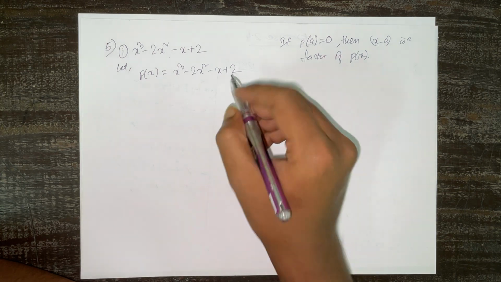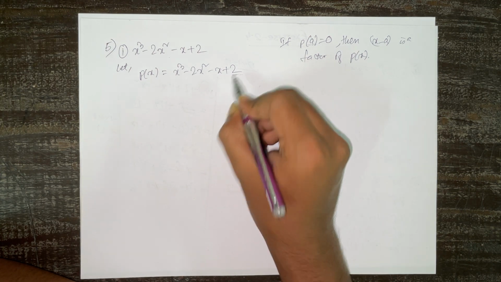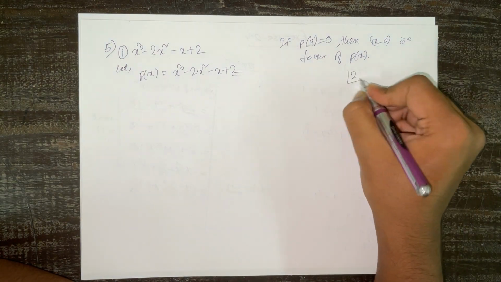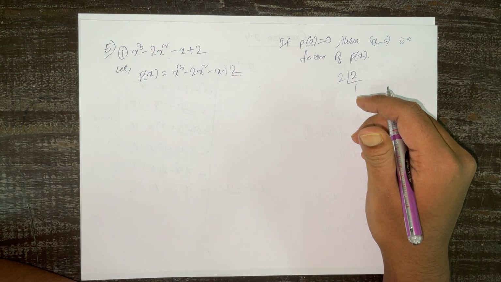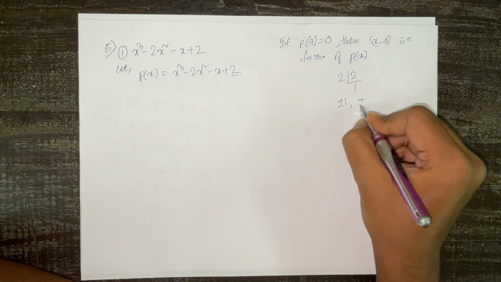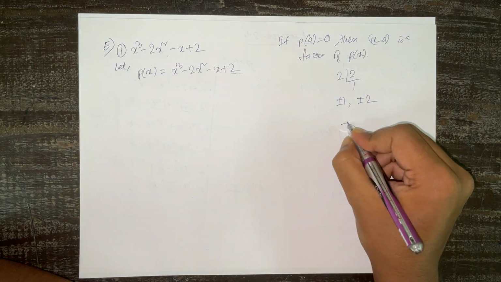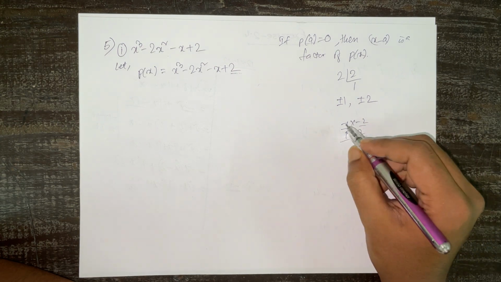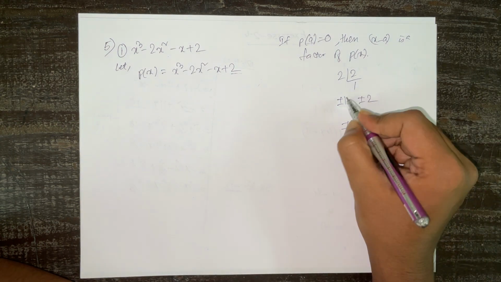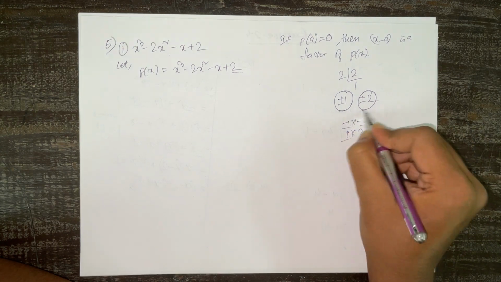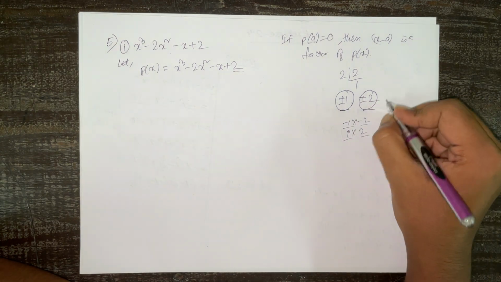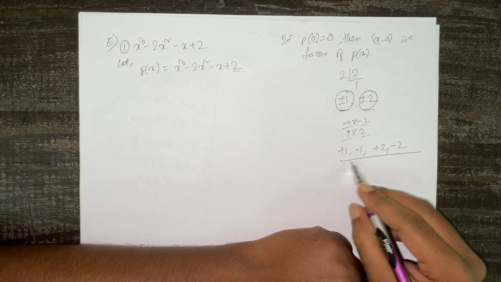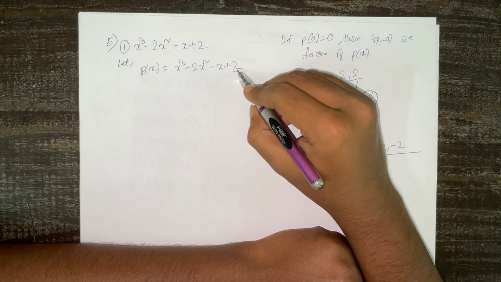For checking, we will take the constant term into consideration and find all the factors of this term. What are the factors of 2? It is 2 and 1. These can be plus minus 1 and plus minus 2, both are possible, because it can be either minus 1 into minus 2 or 1 into 2. So we take these factors separately. Here there are 4: plus 1, minus 1, plus 2 and minus 2. All these are the 4 factors of this number 2.